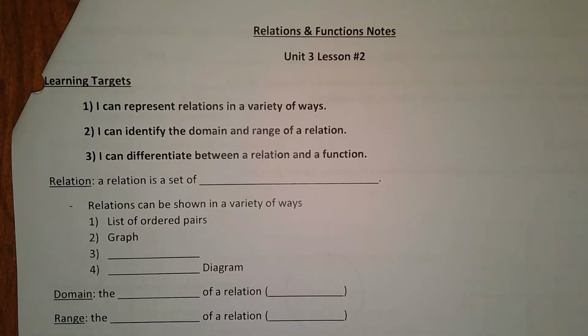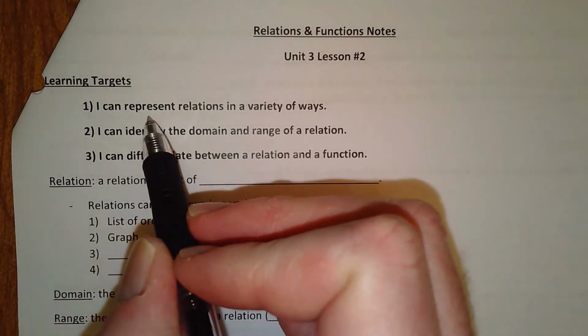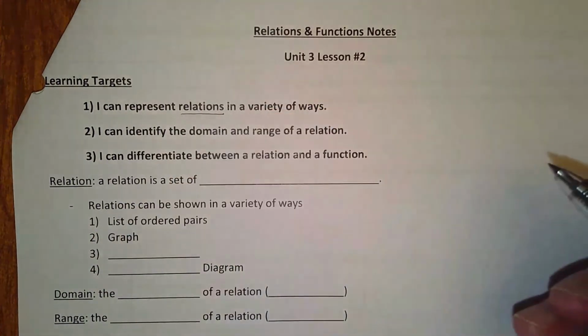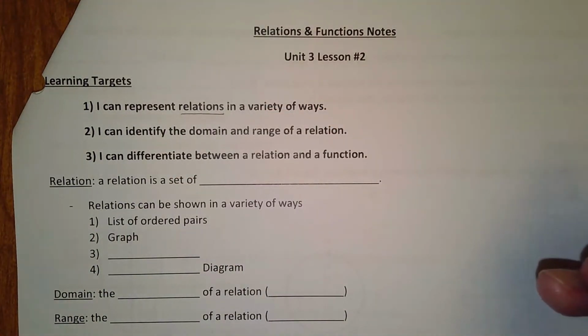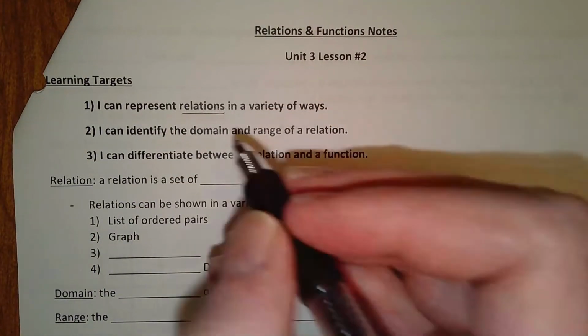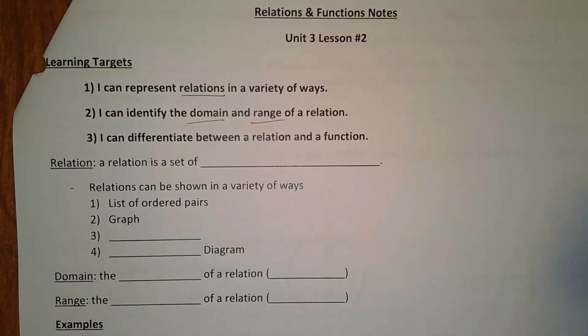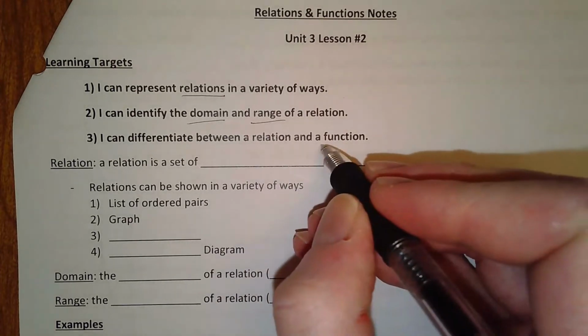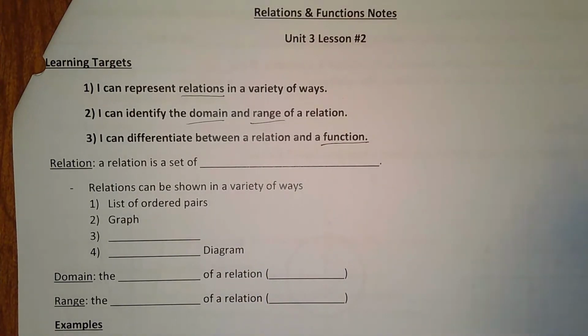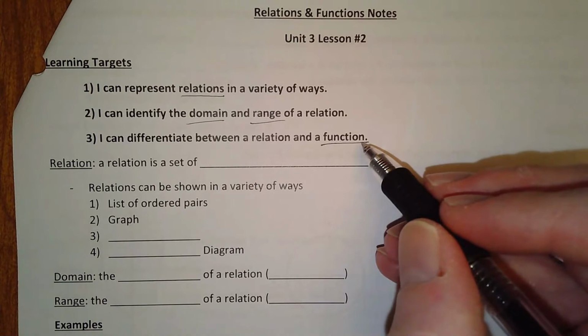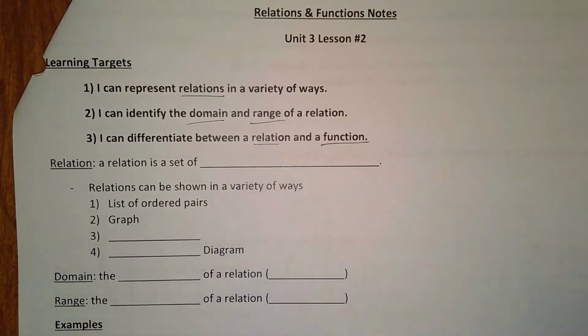So first off, our learning targets. I can represent relations in a variety of ways. So we've got to talk about what a relation is. I can identify domain and range. So there's a second and a third new word, but again, the definition's not too difficult on that. And then, I can differentiate between a relation and a function. So maybe you've heard of a function, but what's the difference between a relation and a function?